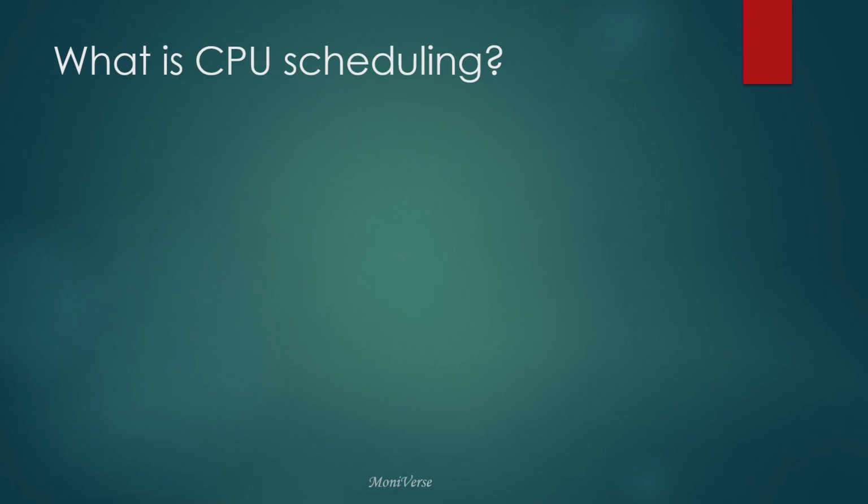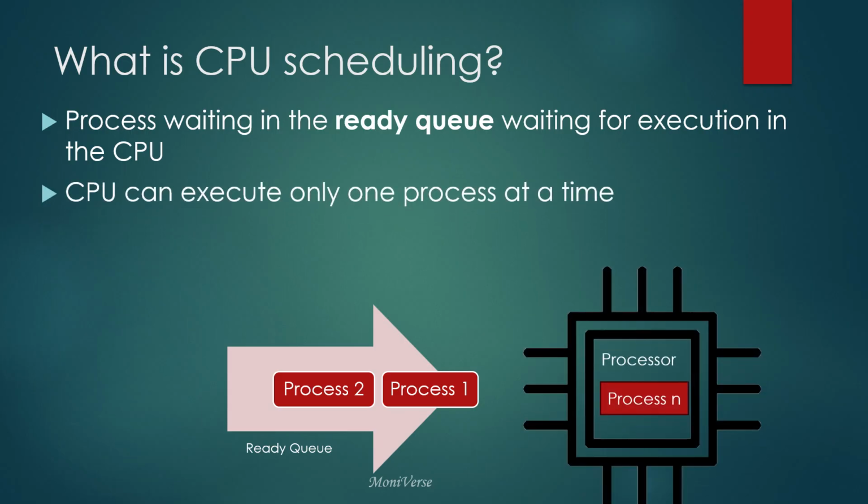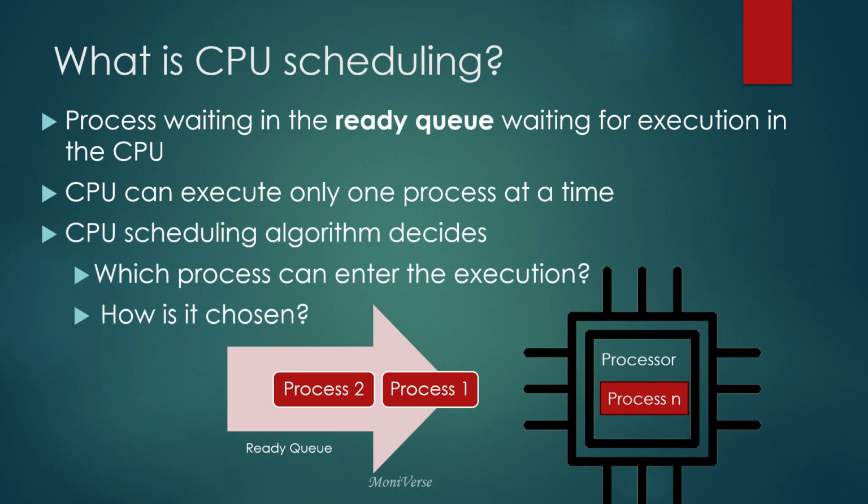We should know what CPU scheduling is. Whatever task we allocate to the computer will be put onto the ready queue. The ready queue is the place where the processes are waiting to be executed. The CPU can execute only one process at a time. So the CPU scheduling algorithms decide which process enters execution from the ready queue.